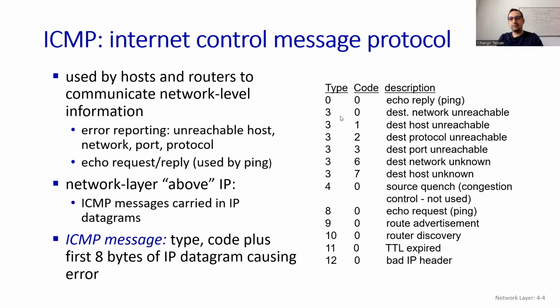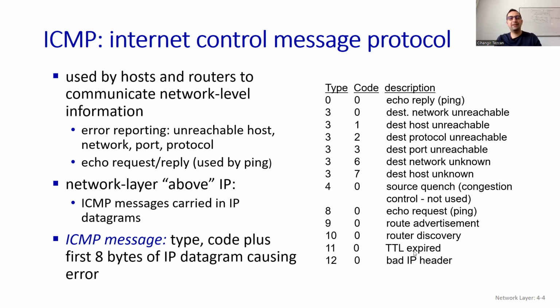So there are many types. Let's look at some of them. Echo reply. So this is used in ping. But other descriptions are like destination network unreachable, destination host unreachable, protocol unreachable, port unreachable, network unknown, host unknown. Source quench, this is used for congestion control, but in practice, we don't see much of it. So it is reserved, but never used. Echo request, again, ping, route advertisement, router discovery, TTL expired, bad IP header.